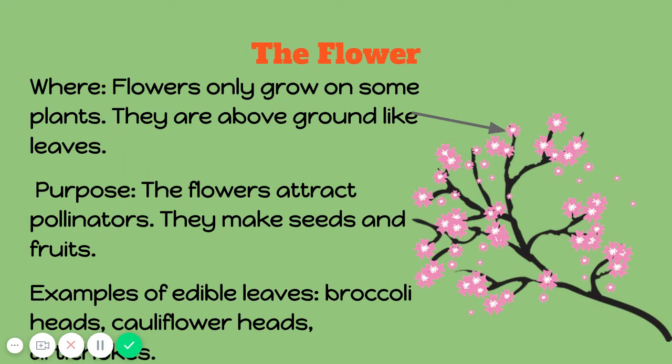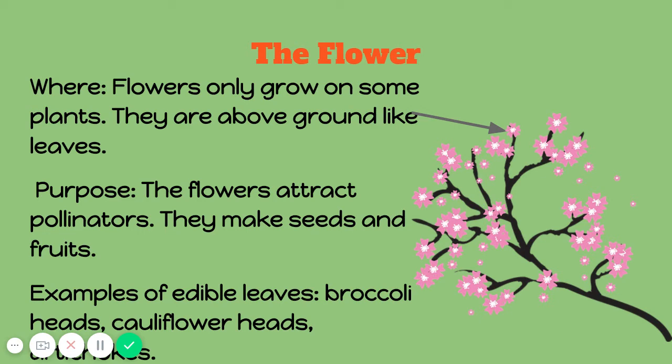Okay, the last part that we're going to learn about today is the flower. Some people think this is the prettiest part. Flowers only grow on some plants. You know that there's some trees out there that don't have any flowers. But a lot of trees do because the flowers do something that's very important.